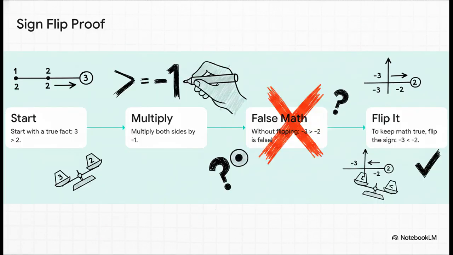Let's look at a logical proof that shows exactly why that sign has to flip. Start with a totally true fact. 3 is greater than 2. Easy, right? Now let's multiply both sides by -1. If we stubbornly refuse to flip the sign, our statement becomes -3 is greater than -2. But wait a second, picture a number line. -3 is further to the left. It's mathematically smaller than -2. So that statement is completely false. To fix reality and keep the math true, we are absolutely forced to flip the sign around. -3 is less than -2. That right there is the visual proof you can always fall back on.